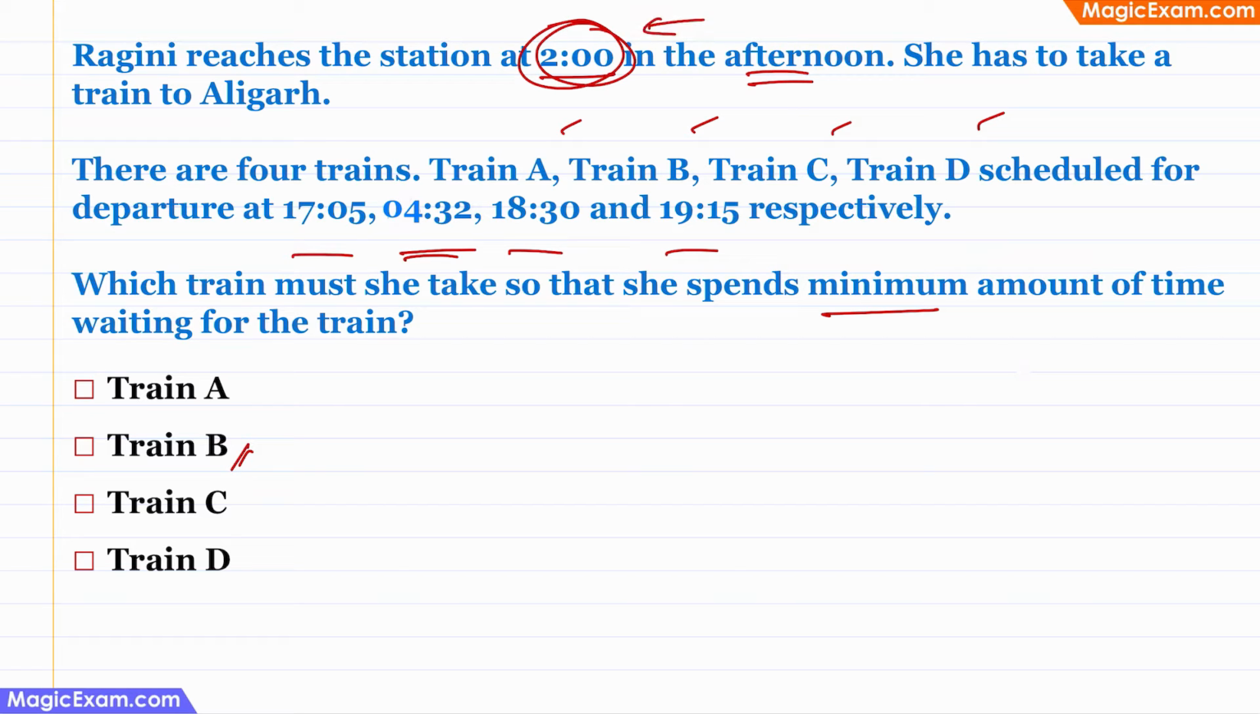So this 2 is in 12-hour timing format, whereas the train departure times are given in the 24-hour time format. Therefore, let us convert this 2 also into 24-hour format. So that will be 14:00 hours. Now, if we look at it, this option B, train B, is leaving at 4:32 next morning. So that is not the correct answer. Therefore, now if we look at it, the earliest train is option A, or train A, which is leaving at 17:05, that is 5:05. So train A is the correct answer here.